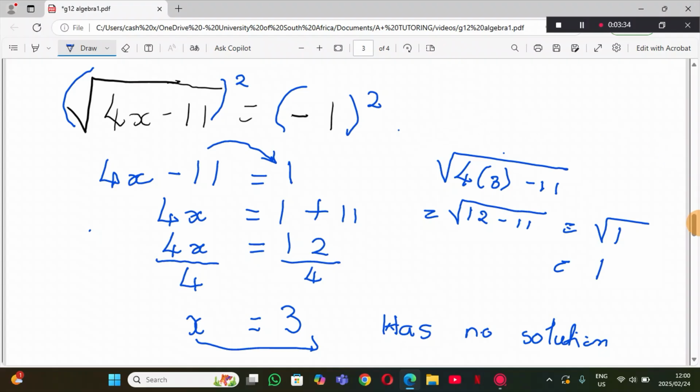Okay, so this question, yes, you do have to calculate it. There's marks in calculating it, but then your final mark is you actually telling them that it has no solution, meaning x cannot be equal to 3 either way. So this question has no solution because it's a minus. Okay.